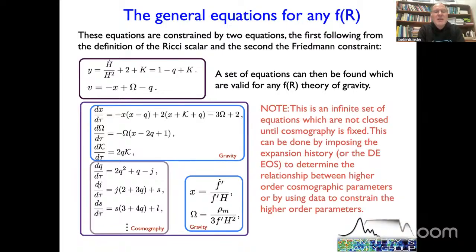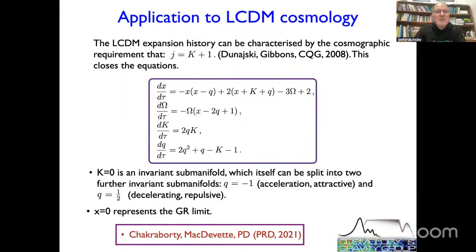So that's your gravitational sector, and then of course you have your cosmographic series, which now, because you've imposed j is equal to k plus 1, becomes just an equation for the deceleration parameter q. So the series truncates at that level, at the level of q, and you don't need any more information from the higher order cosmographic parameters.